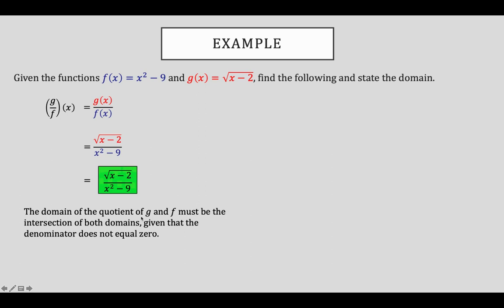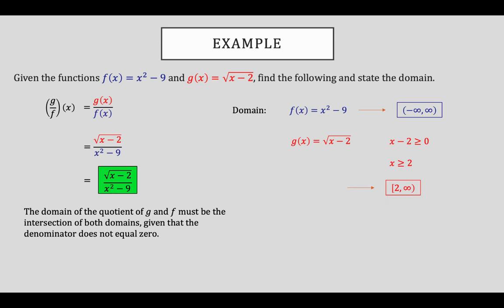The domain of our quotient of g and f must be the intersection of both domains, and also it must be true that the denominator does not equal 0. So, as we've done already, we took a look at the domain of f of x. We said the domain of f of x was all real numbers. Then we looked at the domain of g of x. Well, for the domain of g of x, we said that the quantity inside the radical had to be greater than or equal to 0, so we had x was greater than or equal to 2.